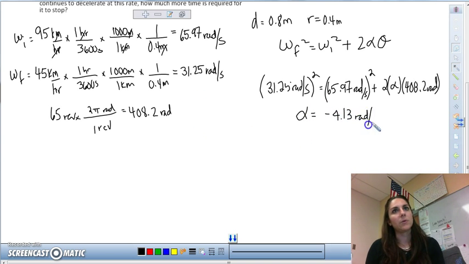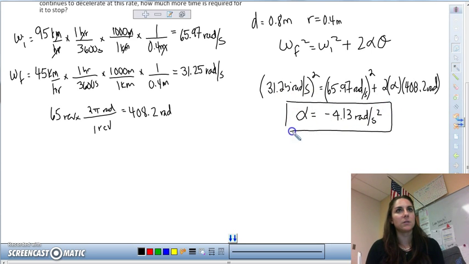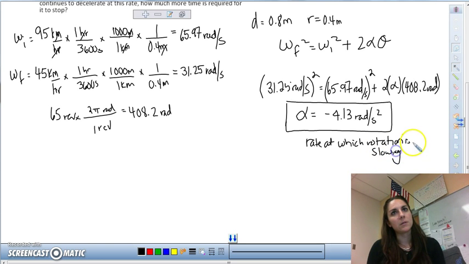radians per second squared. And it's negative because it is slowing down. So this is the rate at which rotation is slowing. That's essentially what this means.